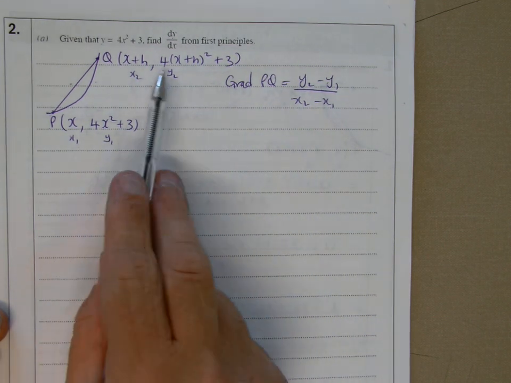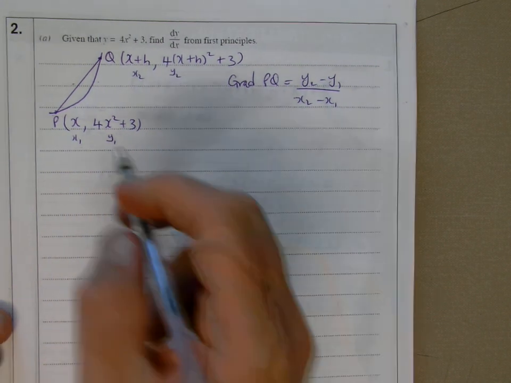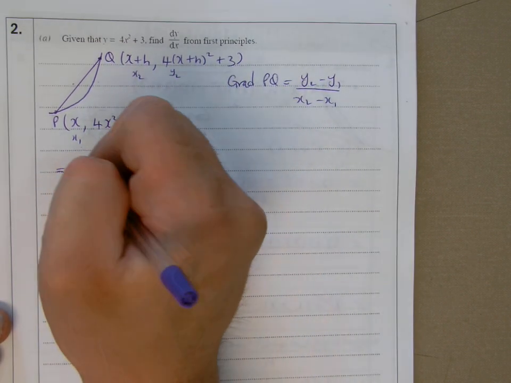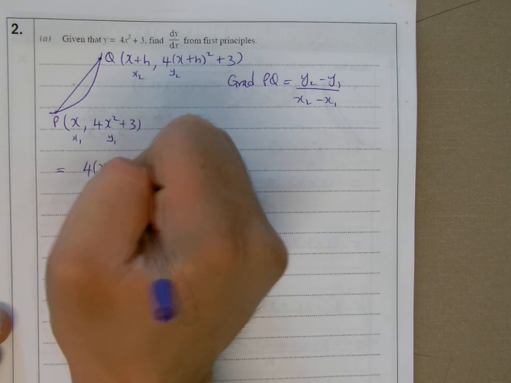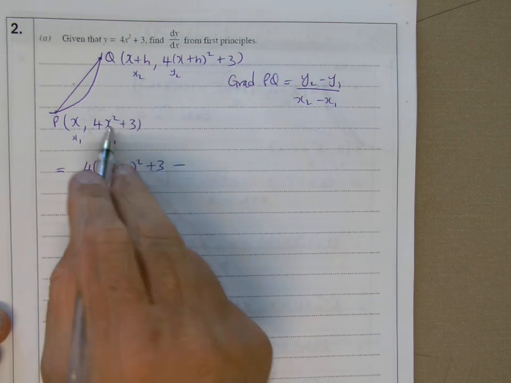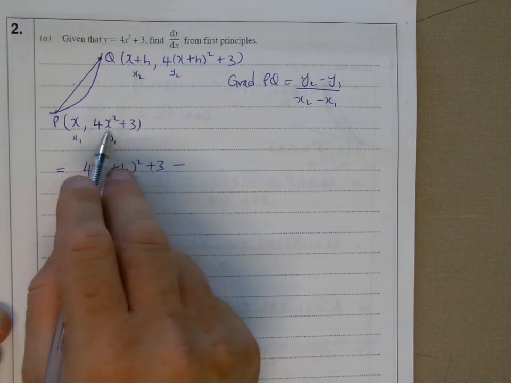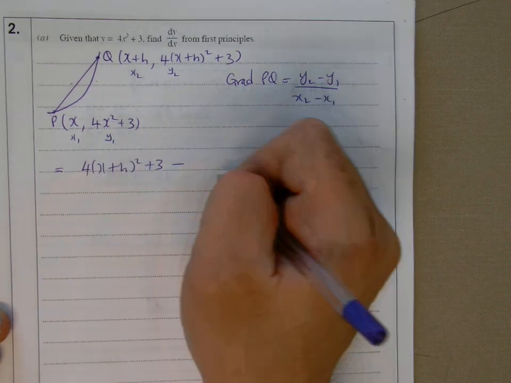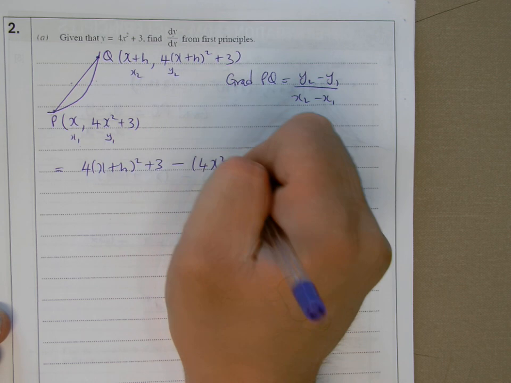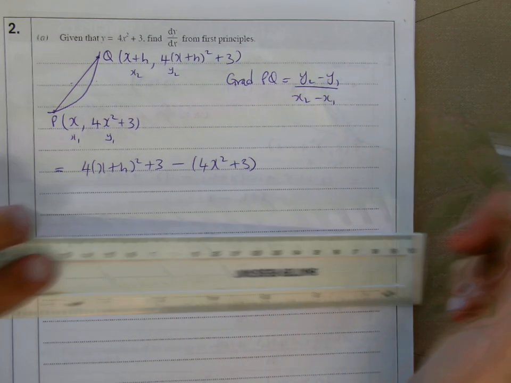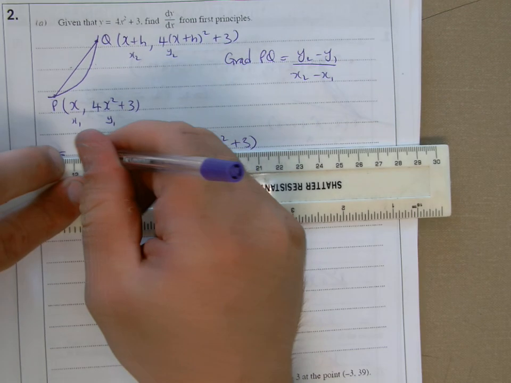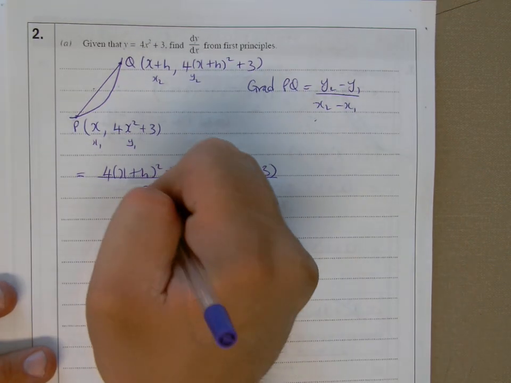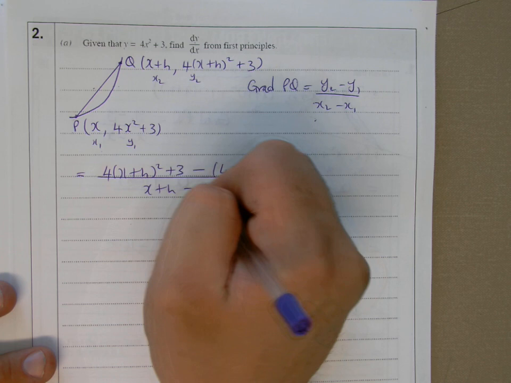Here's my x1, y1, here's my x2, y2. So that will equal y2, which is all of this, take away my y1, which is this. Now remember, because I want to take away y1, take away all of this, so put it in a bracket, because that minus needs to apply to all of it, and that's going to be all over x2, which is x plus h, take away x1, which is x.